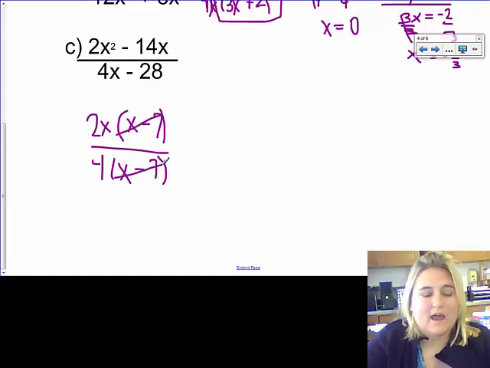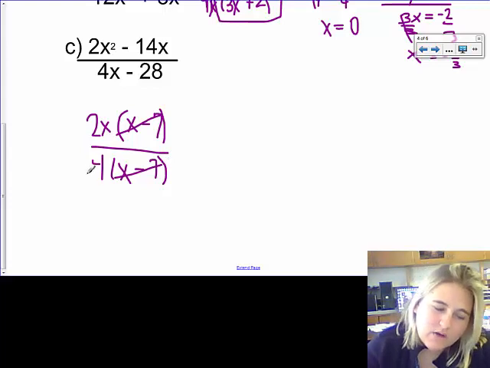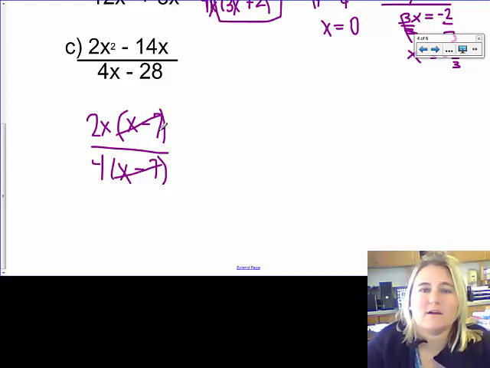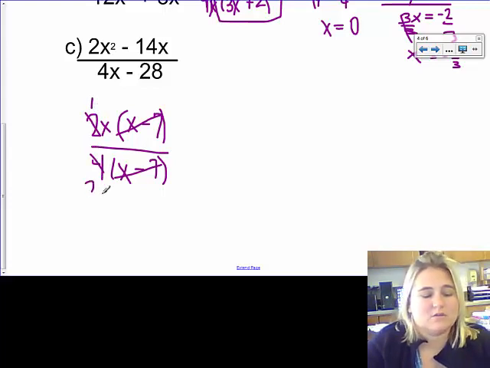And I can only do that if it's the entire quantity and it's being multiplied, okay? If it's just, I don't have a good example right now. If it was 4x minus 7 and x minus 7 on top, I can't cancel that because the 4 is being multiplied by the x, okay? It has to be the whole quantity that's being canceled. I can also reduce the 2 by 2 to a 1 and the 4 by 2 to a 2. So my final answer on this one, the most simplified version, is going to be x over 2.